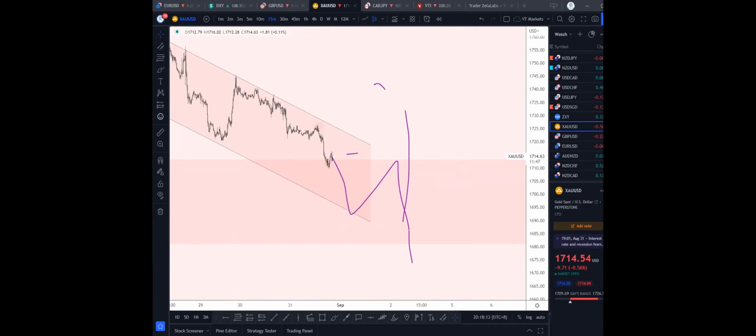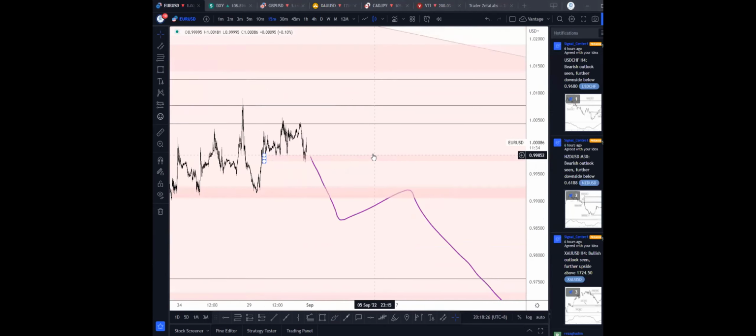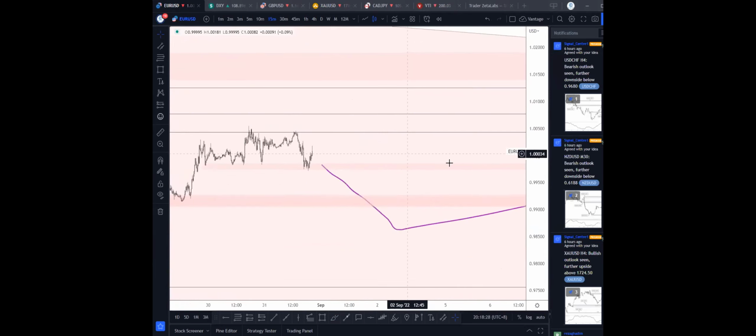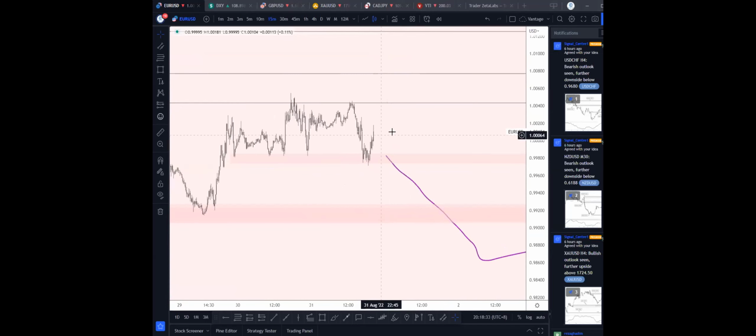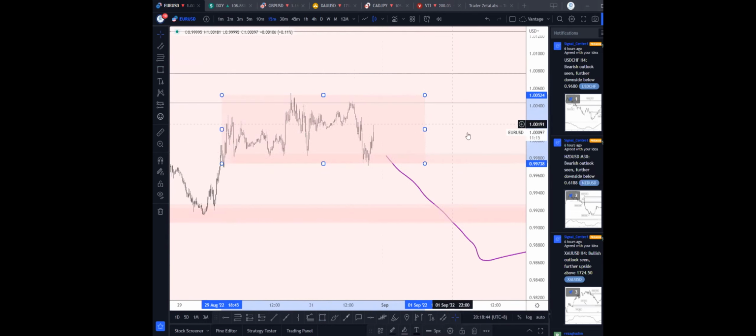So ADP employment change, we still do not see any 132. I don't see much move. I think euro dollar did move a little bit back up. So I guess NFP is still the main event for this week, right? This channel is really strong. We'll probably see movements between these two levels until the NFP on Friday.